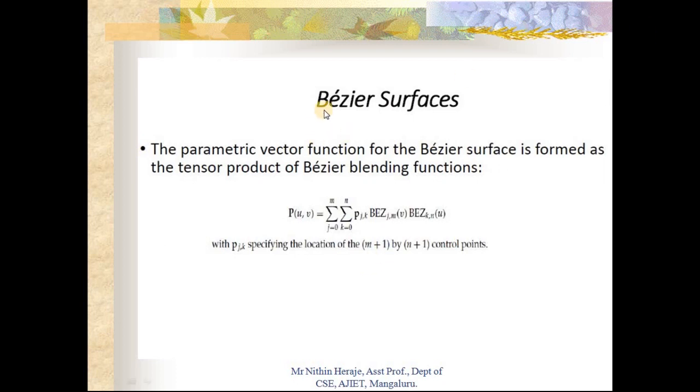So this is the equation for Bezier surfaces. The parametric vector function for the Bezier surface is formed by the tensor product of Bezier blending functions. So P of u comma v equal to summation of j equal to 0 to m and summation of k equal to 0 to n of P of jk times Bezier of j comma m of v and Bezier of k comma n of u. This is for finding the Bezier surfaces, with P of jk specifying the location of the m plus 1 by n plus 1 control points.